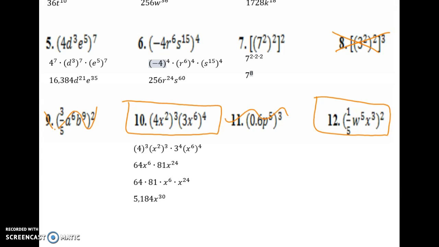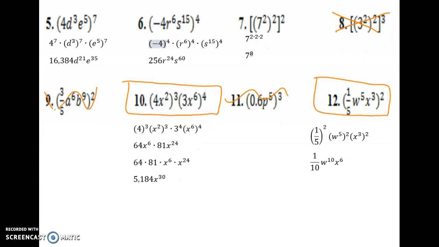If you take a look at number 12, you would just be doing 1/5 to the 2nd, w to the 5th to the 2nd, and x to the 3rd to the 2nd, just like we normally would. 1/5 to the 2nd seems confusing, but you have the ABC button on your calculator. Go ahead and try this, pause the video, and then you can check the answer. Okay, so on number 12, it'd be 1/5 to the 2nd, w to the 5th to the 2nd, and x to the 3rd to the 2nd. So you end up with 1/10 w to the 10th, x to the 6th, because you do 5 times 2 and 3 times 2 there.